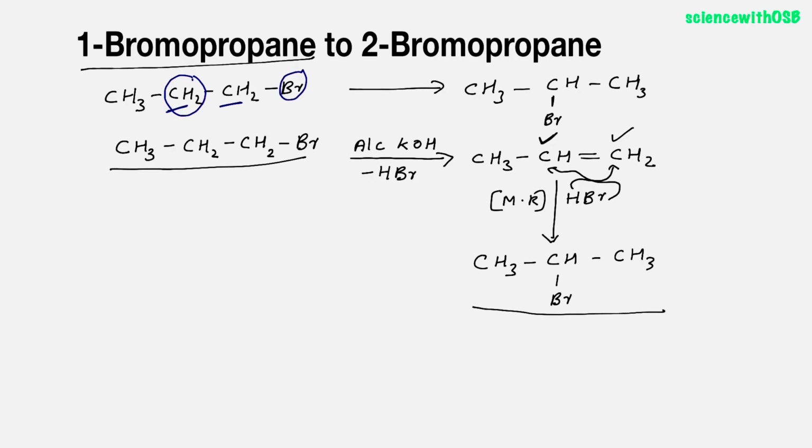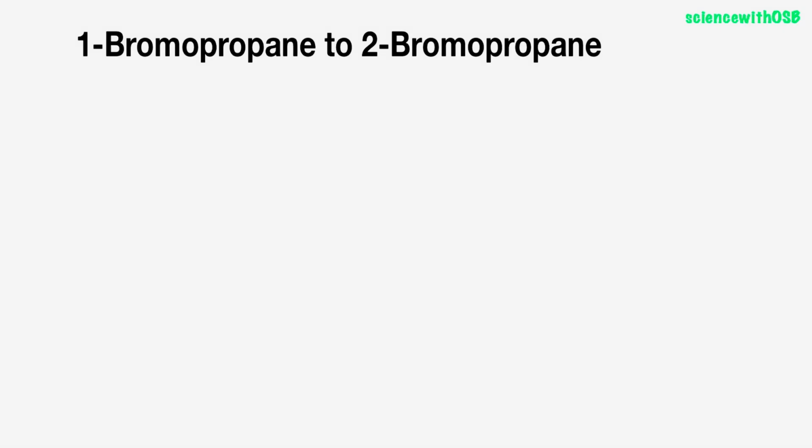2-bromopropane. So on the first step, to remove hydrogen and bromine from adjacent carbon, we use alcoholic KOH. The reaction is known as dehydrohalogenation. So we got the alkene. Then we add HBr, and it follows Markovnikov rule. So hydrogen will move to the carbon which carries more number of hydrogen, and bromine goes to the carbon which contains lesser number of hydrogen. And we got the final answer, that is 2-bromopropane. 1-bromopropane to 2-bromopropane.